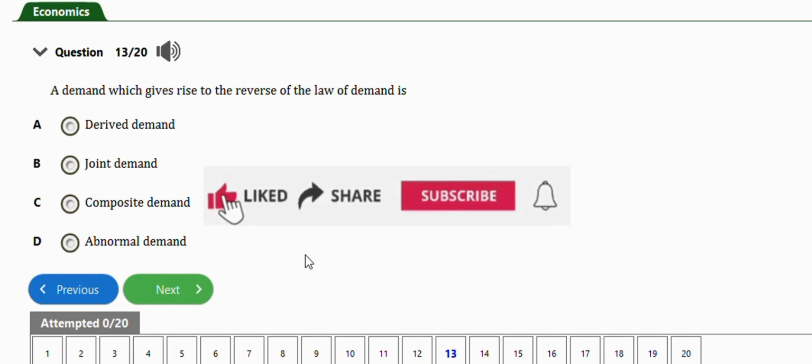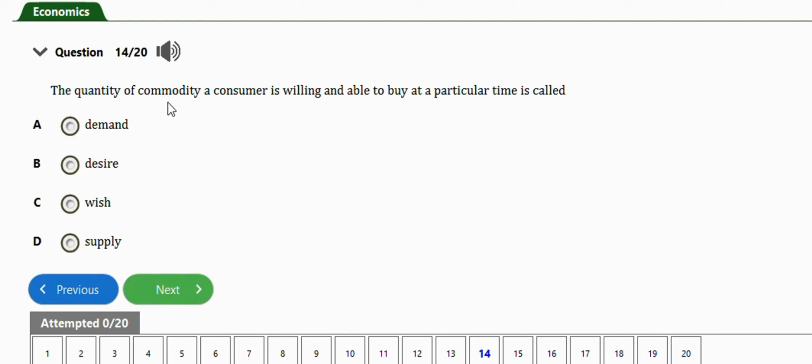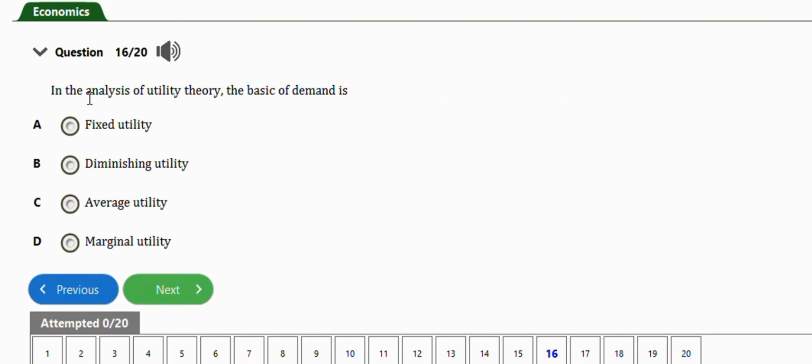This question says the demand which gives rise to the reverse of the law of demand is abnormal demand, option D. Very important. Next question is this one. It says the quantity of a commodity a consumer is willing and able to pay for at a particular time is called demand. Okay, option A. Next question is this one. It says in the analysis of utility theory, the basis of demand is fixed utility, diminishing utility, average utility, marginal utility. Right answer is option D, marginal utility.